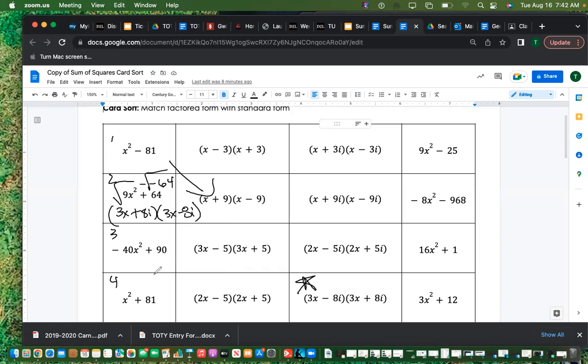On number 3, we've got this negative out front. 2 is this one down here.